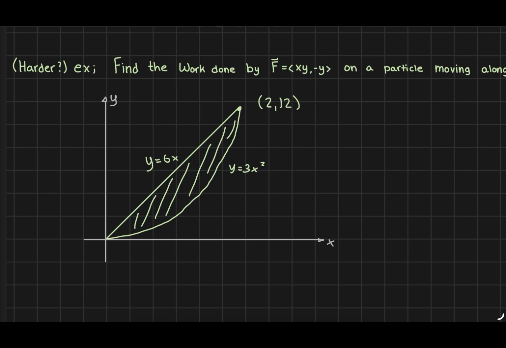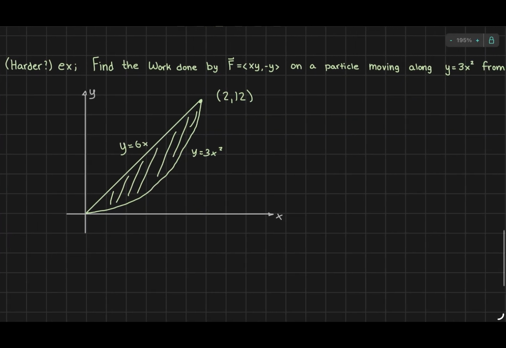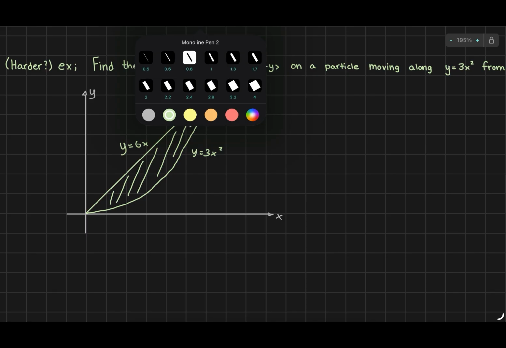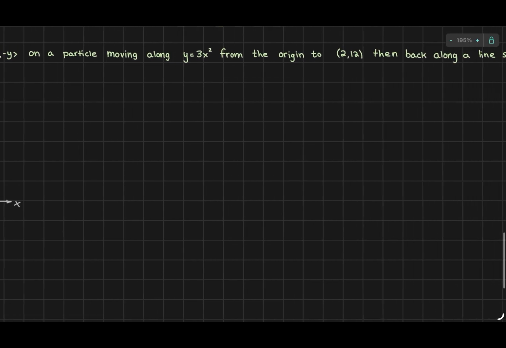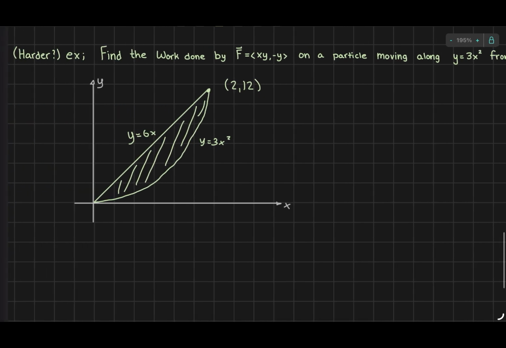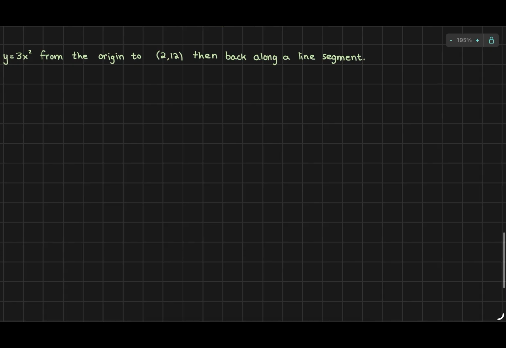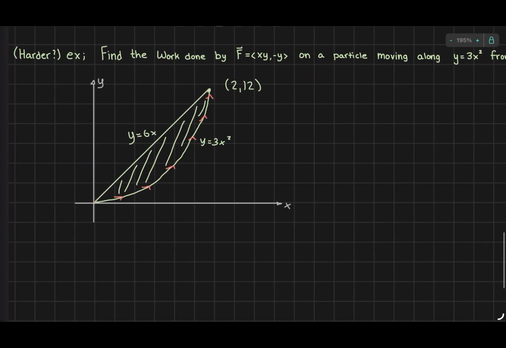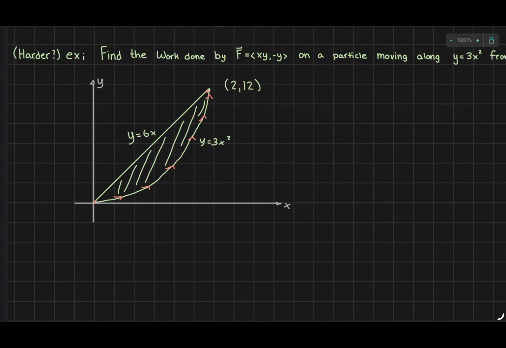If we plug in y is equal to 6 times 2, that's going to be 12. So that checks out, and then (0, 0) is also going to check out. Okay, we have our graph here, and it gives us one of the checks that we have to make, which is the orientation from the origin to (2, 12). We're starting here and ending here, so we're going to be moving this way. And then we're moving from (2, 12) back along a line segment, going from here back to our origin.